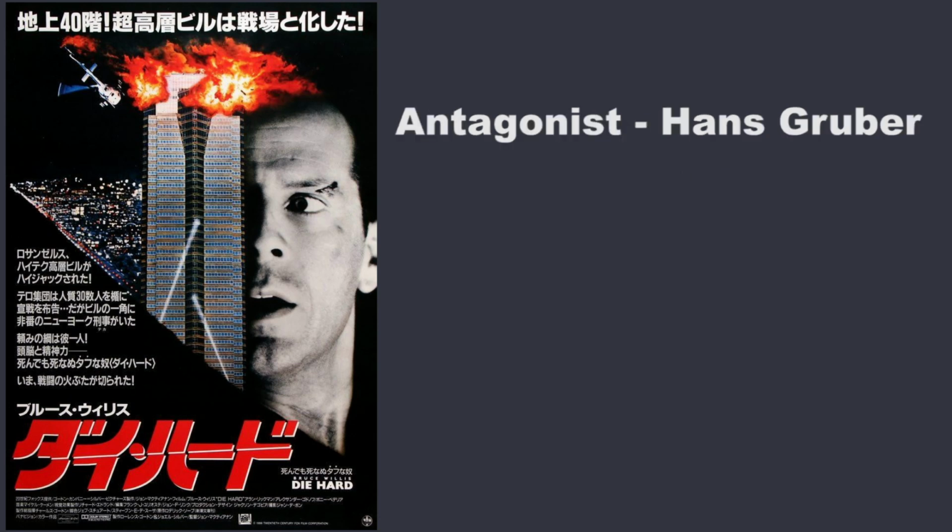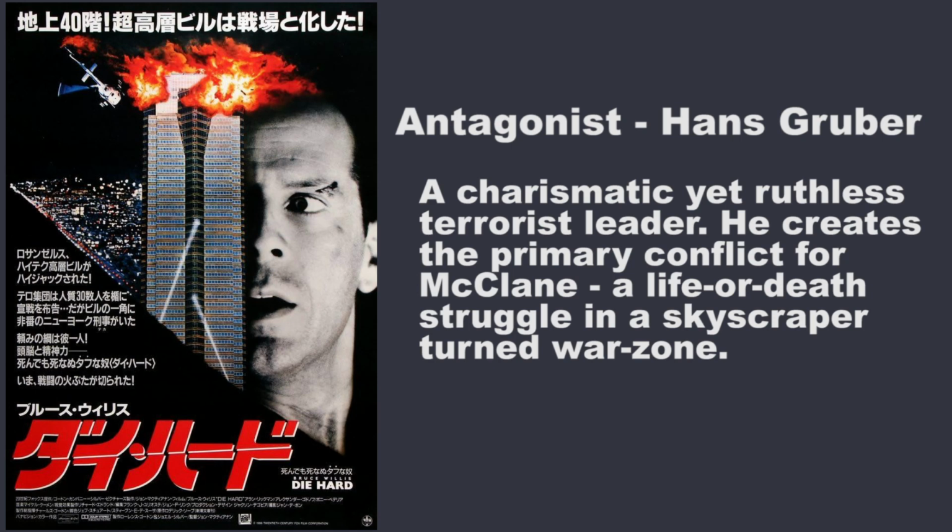So the antagonist is our villain, and you can just have conflict here too. Villains don't always have to be personified, but the antagonist for Die Hard is a charismatic terrorist named Hans Gruber, and he creates the primary conflict for McClane, which is a life or death struggle in essentially an office building turned war zone.